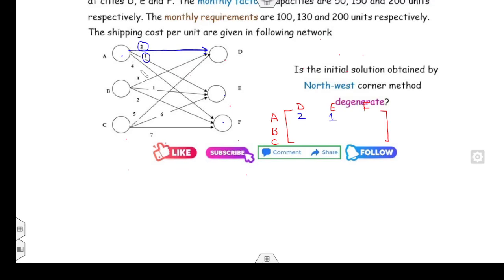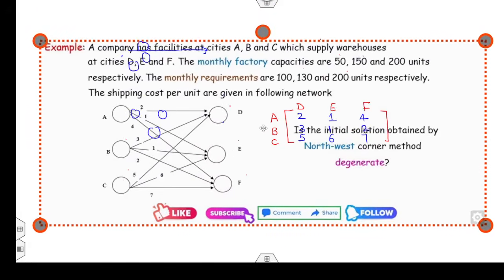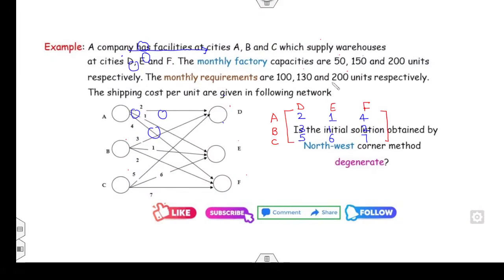A to F, 4. Similarly, you can write for the second one, 3, 1, 2. And the next one is 5, 6, and 7. Is it okay? Now, what is the next one given to you? You have the initial cost. Now, what is given to you? You have the monthly factory capacities.